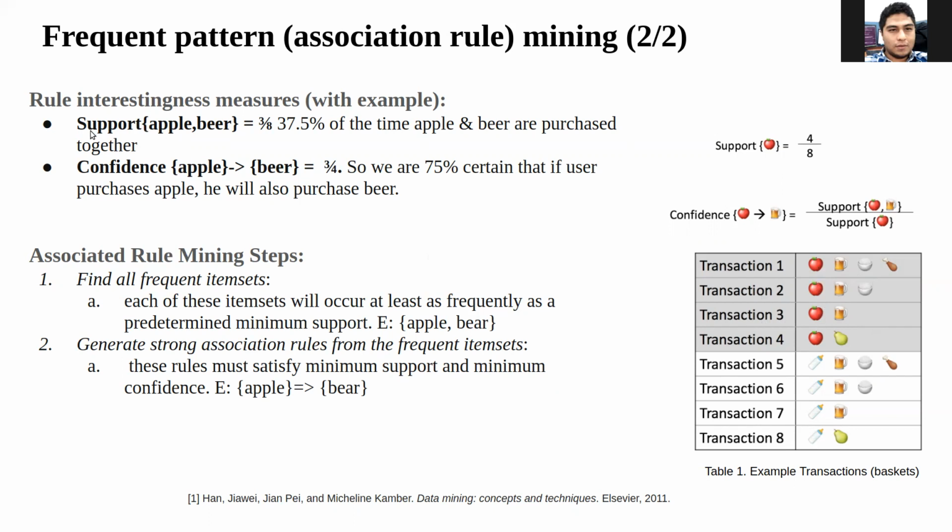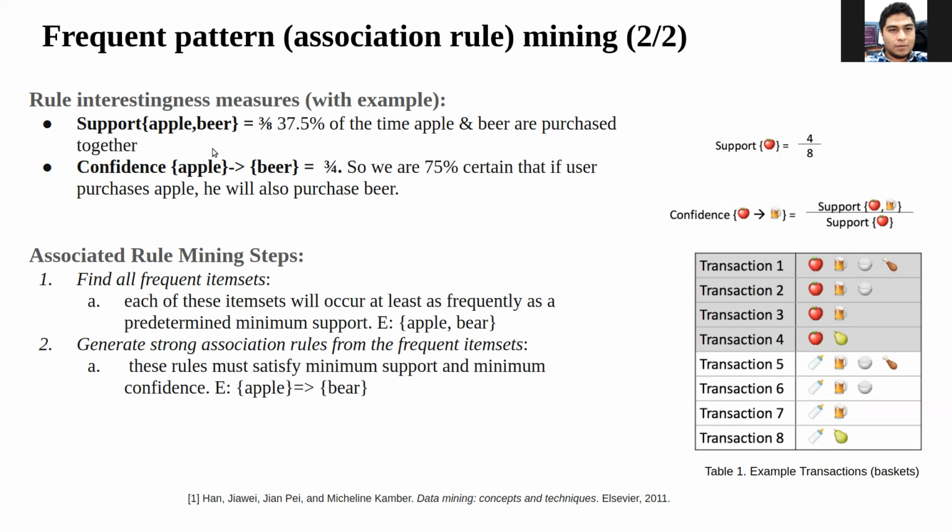The support will find the frequent item sets. It tells how frequent this item set is in the given data set, right? In this data set, we have 8 transactions and 3 of them contain apple and beer. So we have 3 over 8, which is 37.5% support.